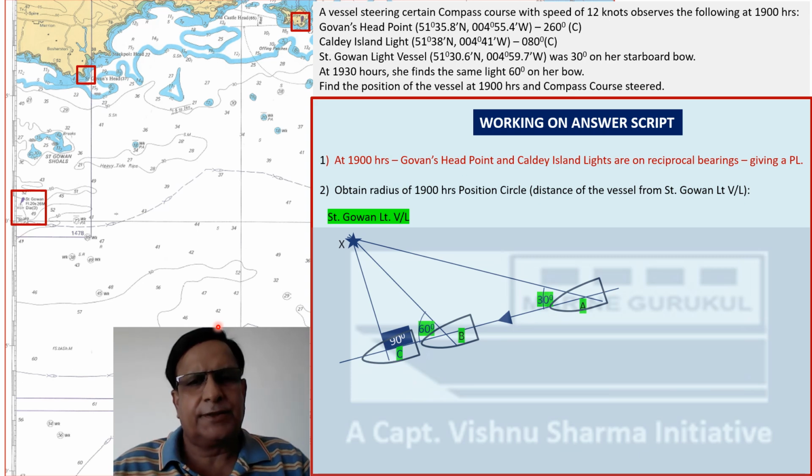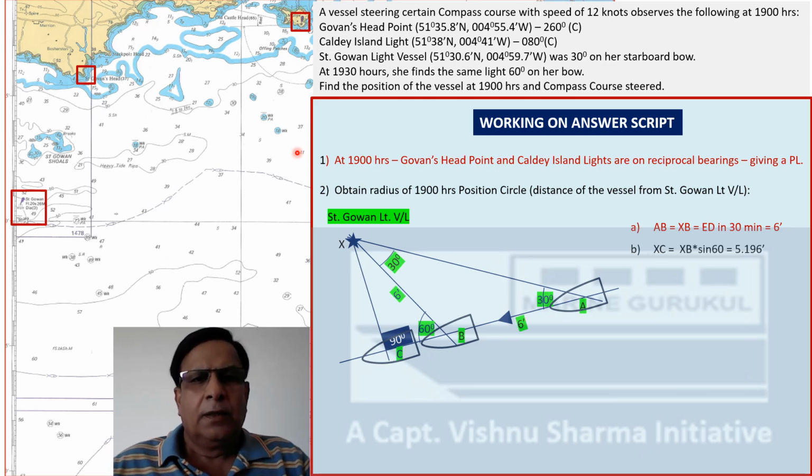Now, since the angle from position A to position B has doubled, and since this is the exterior angle of this triangle, then we know from the properties of the triangle that this angle would also be 30 degrees. So XBA becomes an isosceles triangle. So AB will be equal to XB. And this will be equal to 6 miles. Why? Because from A to B, the distance is the engine distance in 30 minutes. And at 12 knots, engine distance in half an hour would be 6 miles.